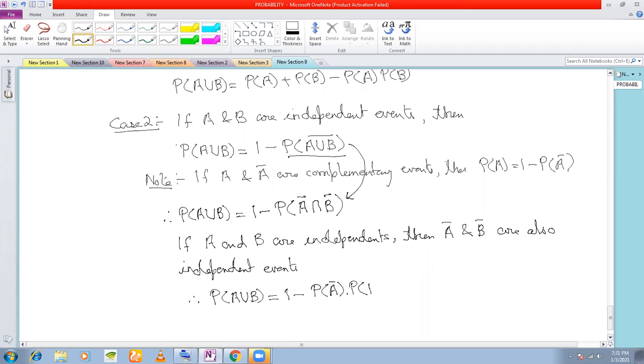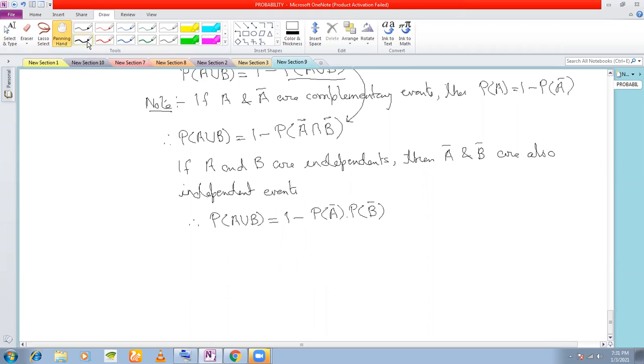Just check. I can write, yes, sir, right? So therefore, what happens? Now, what is P(A bar)? P(A bar) is 1 minus P(A), right? And what is P(B bar)? It is 1 minus P(B), right or wrong? Yes, sir.